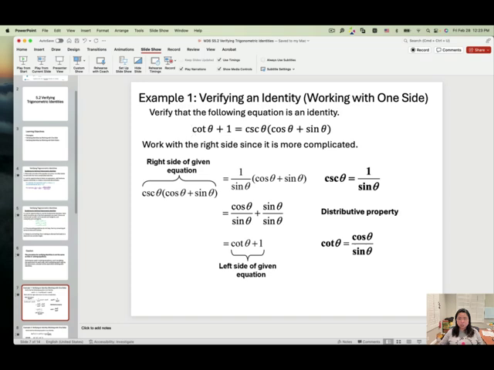Like this one. Example 1. Verify the following equation is an identity. That means I want you to prove the left hand side will be equal to the right hand side. This is the equation. So let's look at the guidelines.